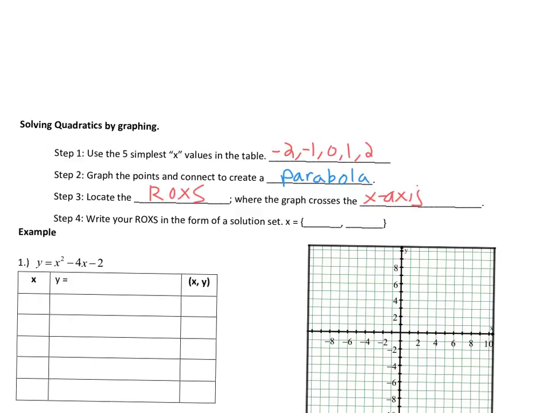And then in step number 4, you're going to write your solution as a solution set. X equals the first one, or the very left one, and then the very right one, okay? Smallest and then biggest, okay?